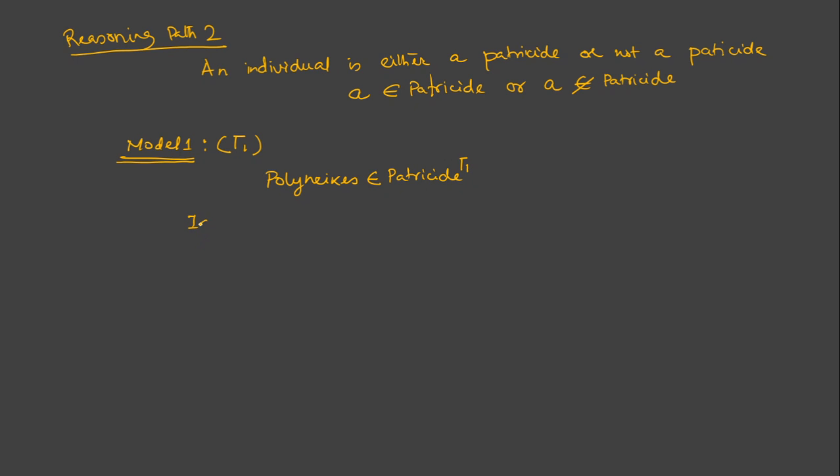Now if we assume that, what will happen? Iocasta has child Oedipus, which is a patricide, and Oedipus has child Polynicus. And Polynicus, we have assumed in this model to belong to patricide, right? So by this path, this is becoming false, right? But we have got another path.